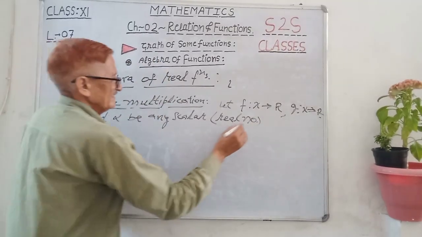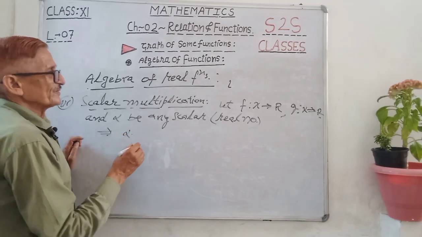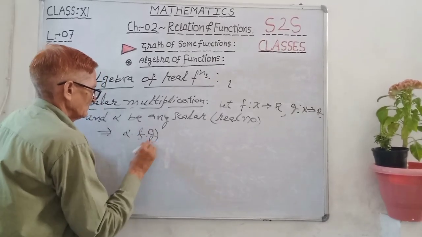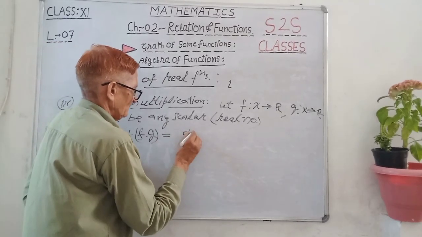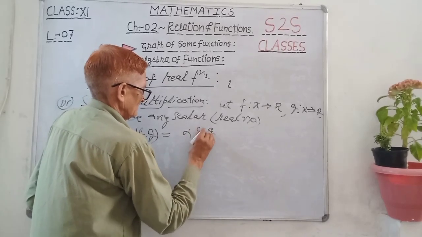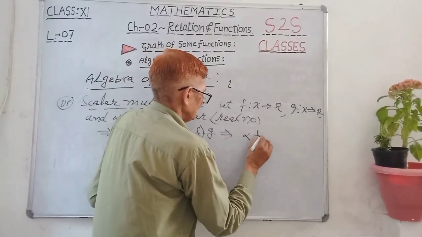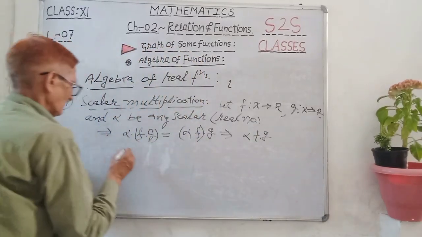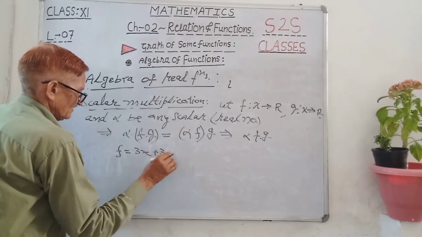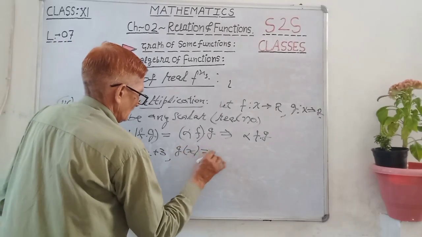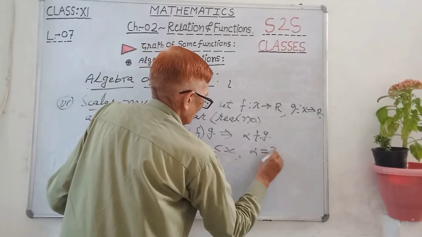Then the product of alpha and the product fg will be just fg into alpha, that is, alpha f into g, and we can say directly the product of alpha and fg. For example, if f(x) is equal to 3x + 3, g(x) is equal to 5x, and alpha is equal to 3.